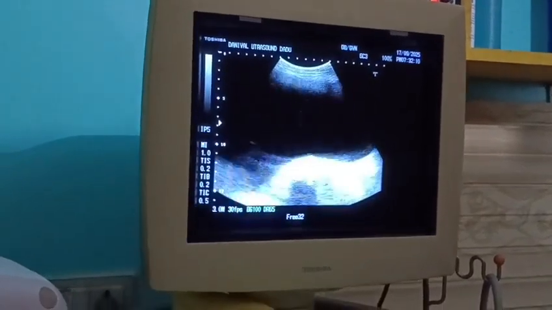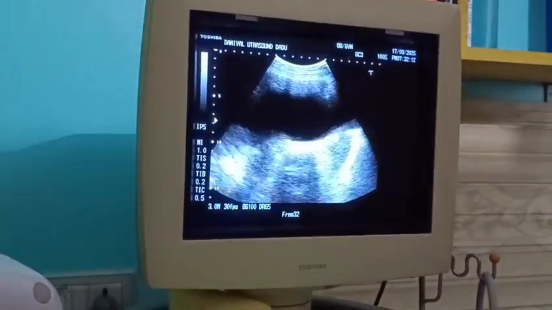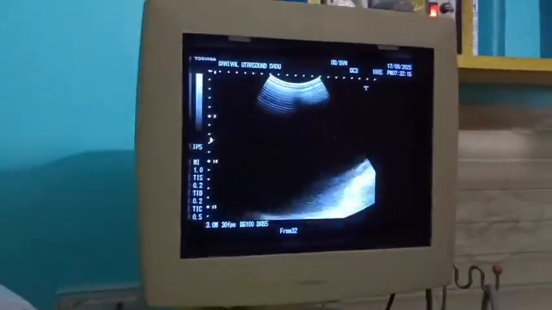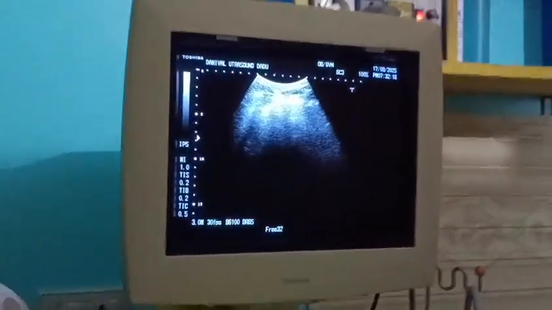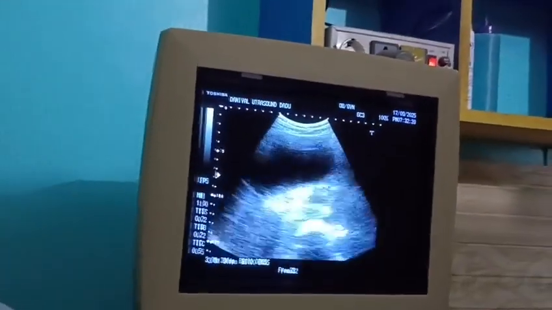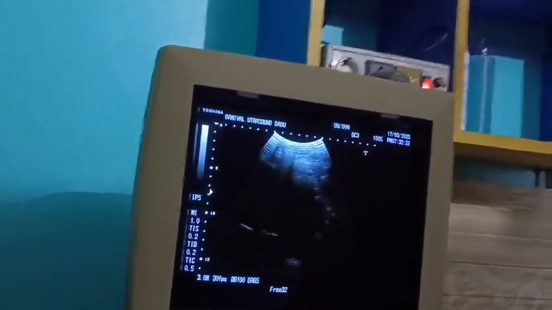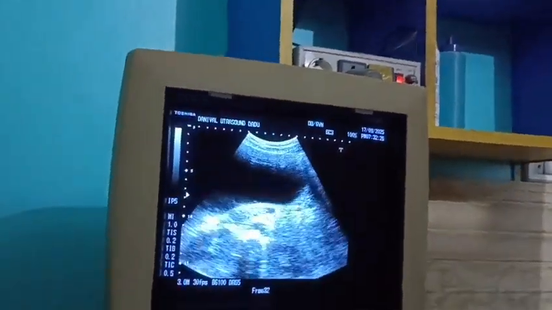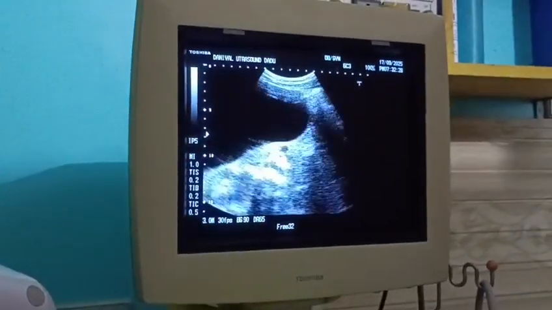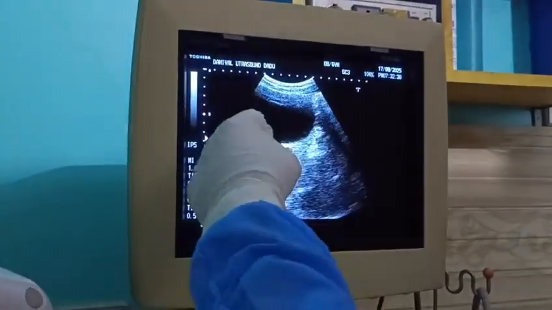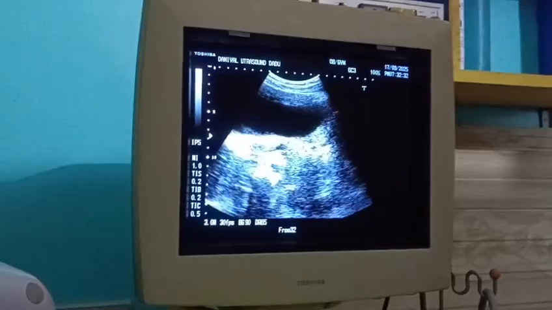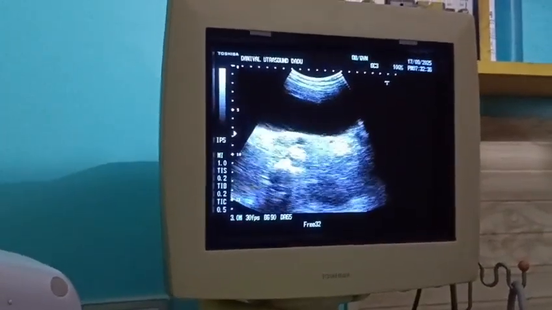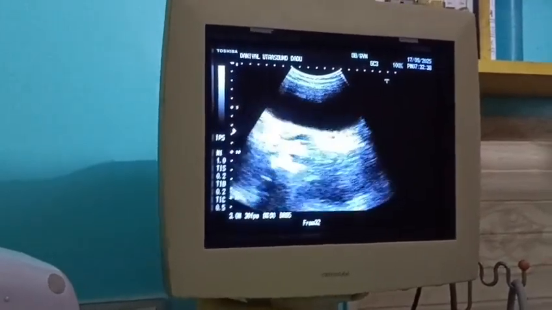Now we have to diagnose it, whether it is an ovarian cyst or a pancreatic pseudocyst, because sometimes pancreatic pseudocysts become so enlarged that they touch the pelvic areas even. So here is the pancreas in the epigastric region. Above it is the same cystic structure. Here is the pancreas. It appears normal, showing no solid or cystic mass.